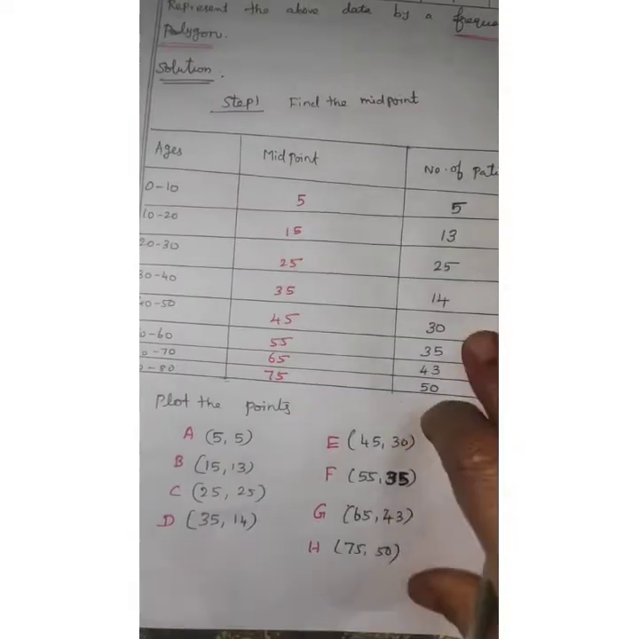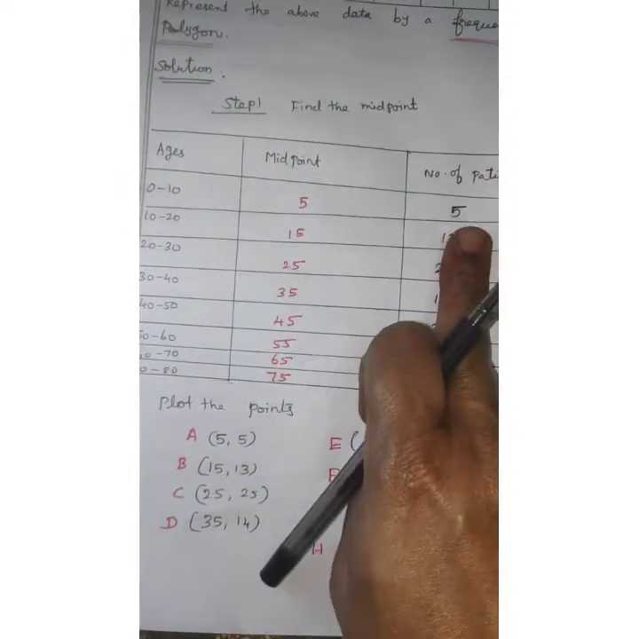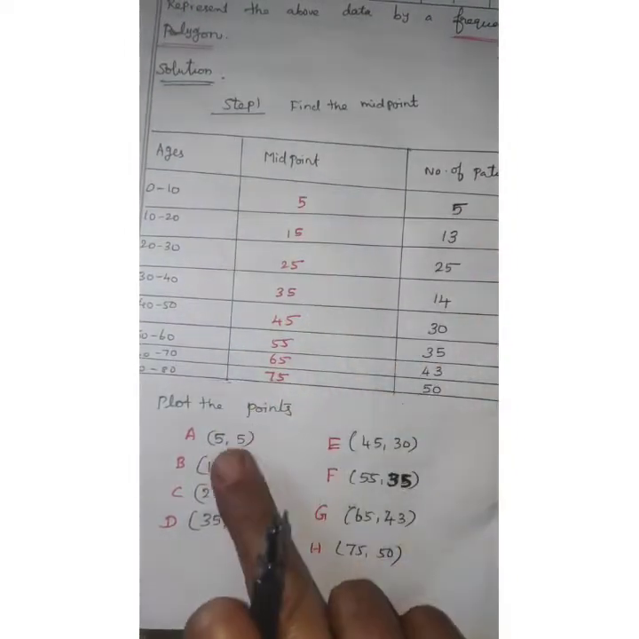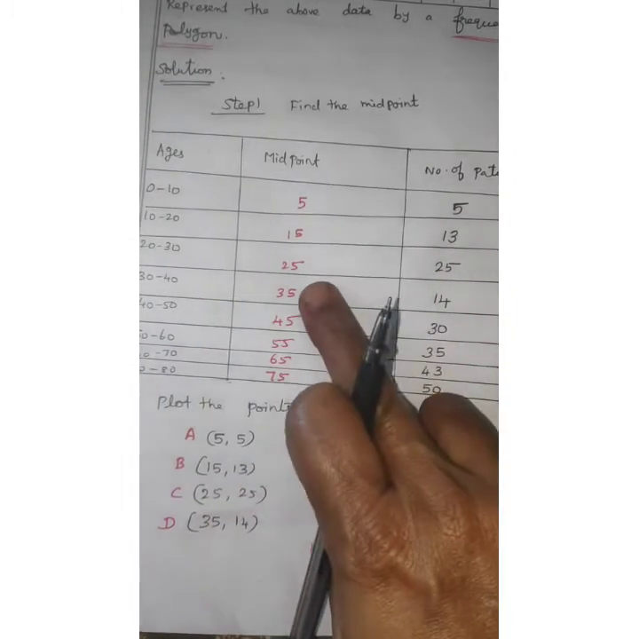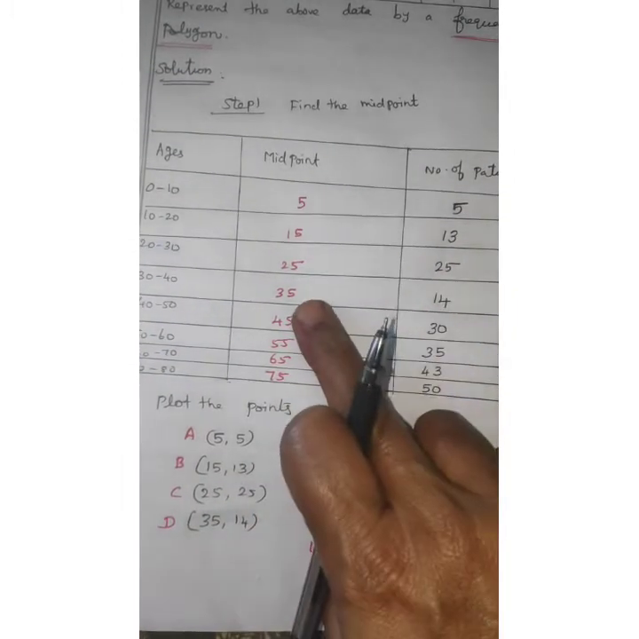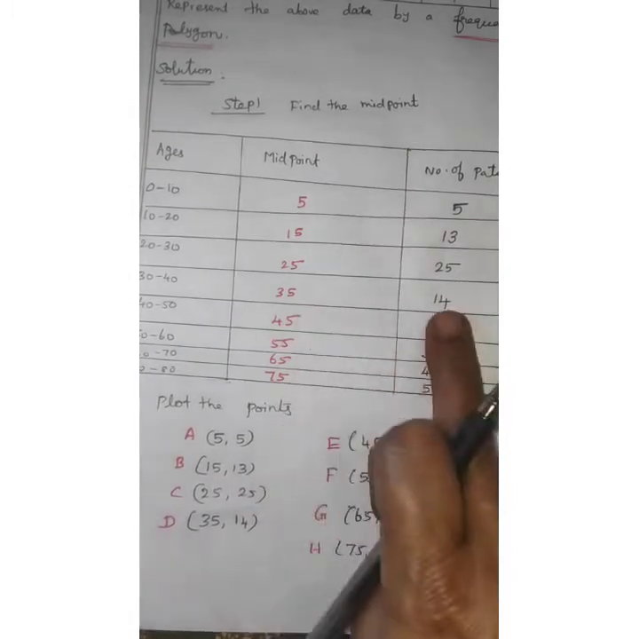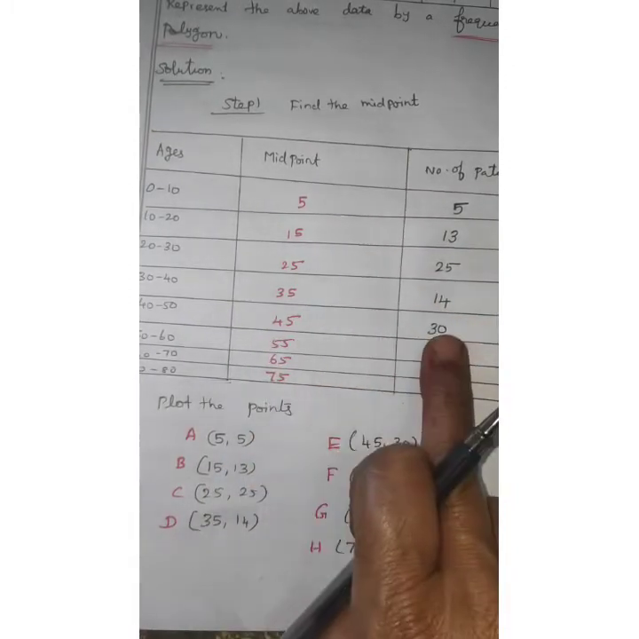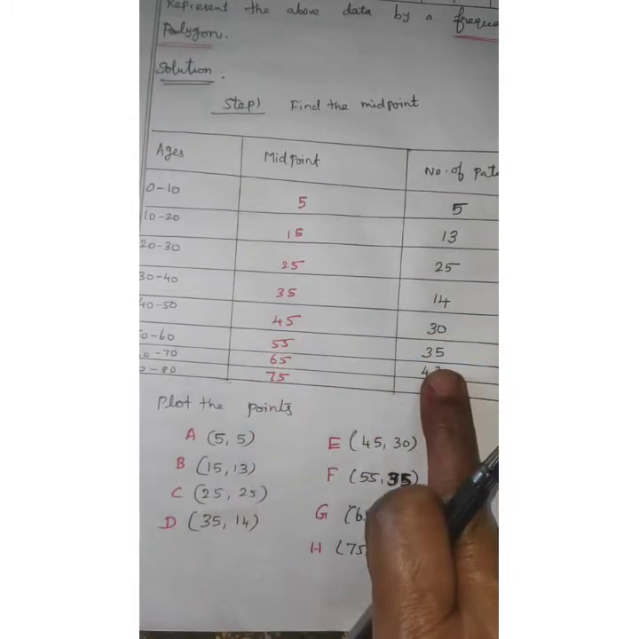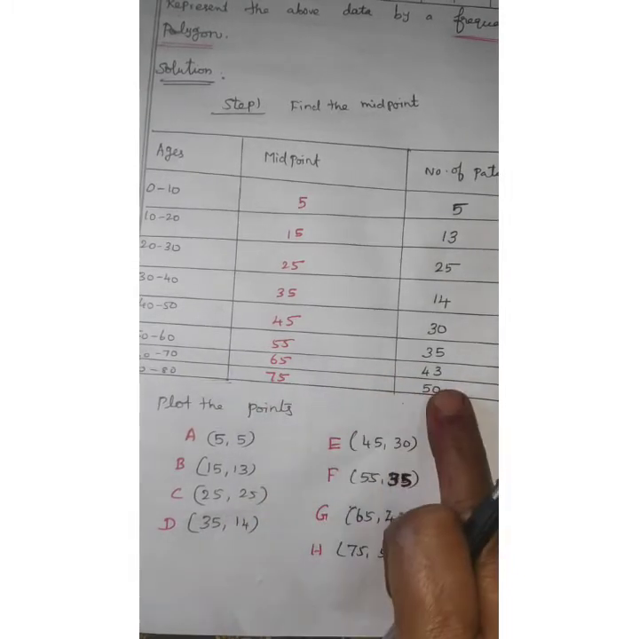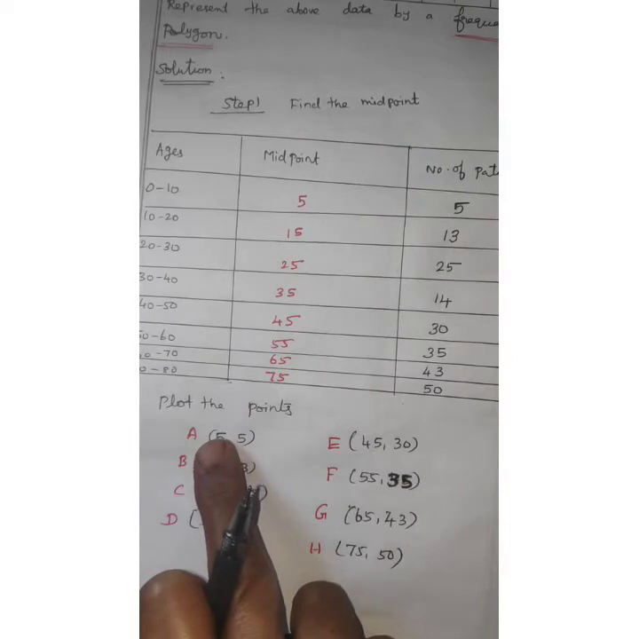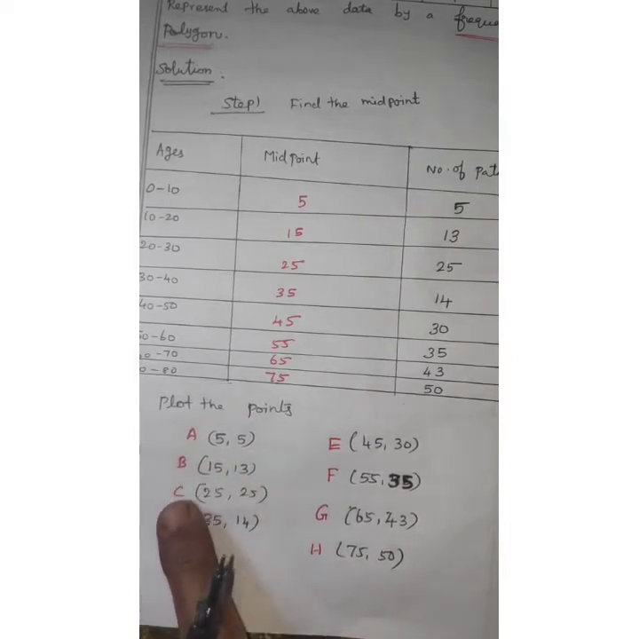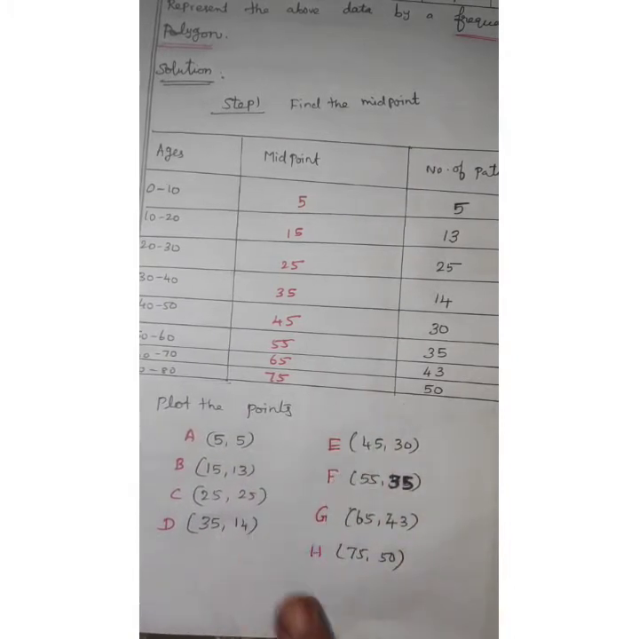Next work, now given come the points: 5, 5; 15, 13; 25, 25; 35, 14. These two numbers only consider. 45, 30; 55, 35; 65, 43; 75, 50, you write. Write it first point for A, second point B, C, D, E, F, G, H, up to you write.